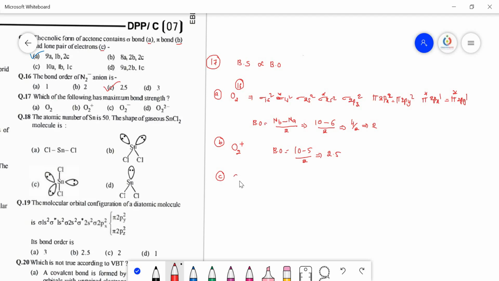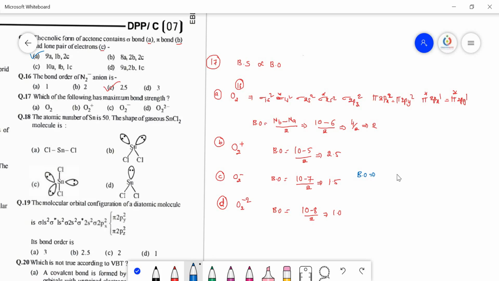C, O2 minus. O2 minus means you add one more electron to the anti-bonding electrons, so 6 becomes 7 now. Bond order equals 10 minus 7 divided by 2, that is 3 by 2, which means 1.5. Option D is O2 minus 2, meaning you add a total of 2 electrons to the anti-bonding electrons. So bond order equals 10 minus 8 divided by 2, that is 2 by 2, which equals 1.0.